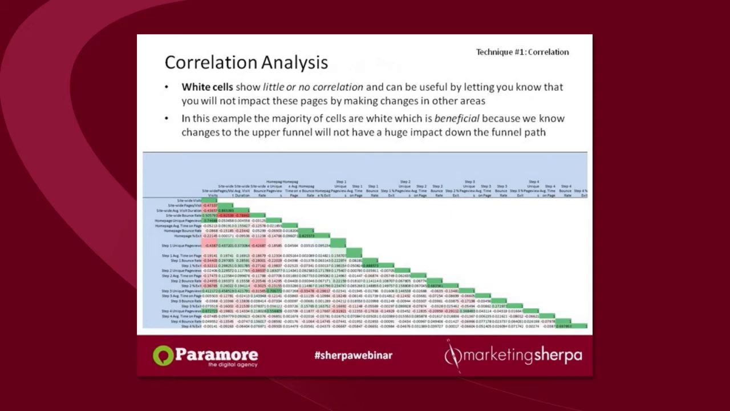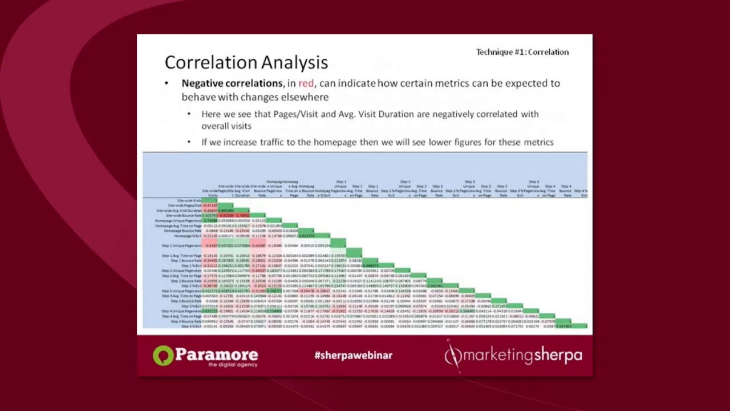Finally, a negative correlation in red, it indicates that 2 things are moving in the opposite direction of each other.